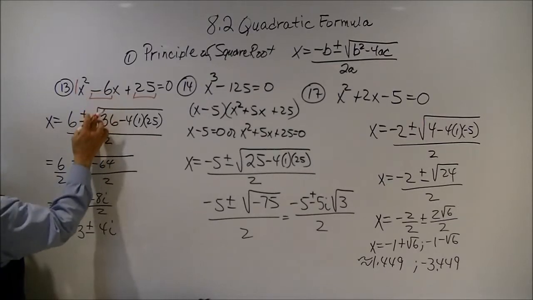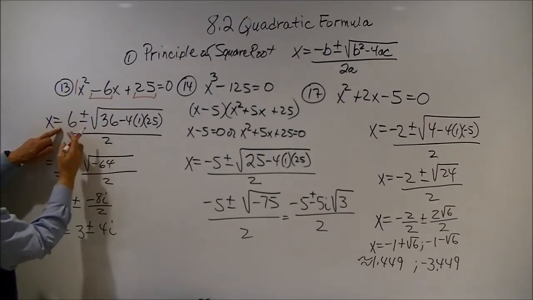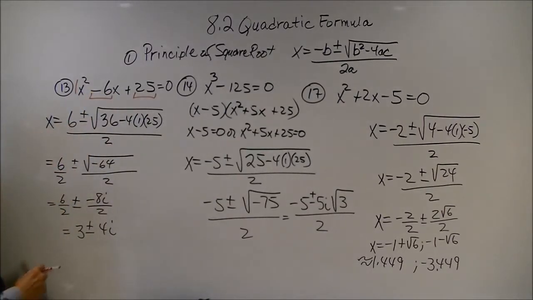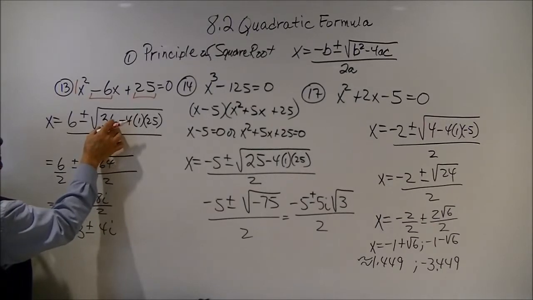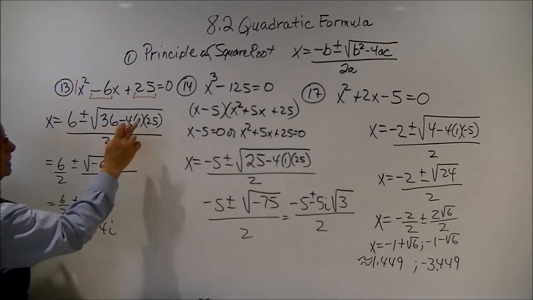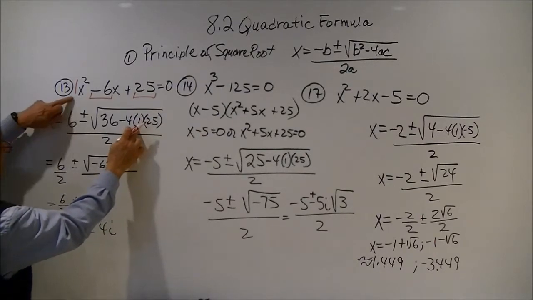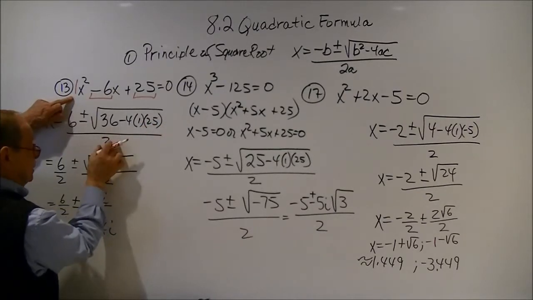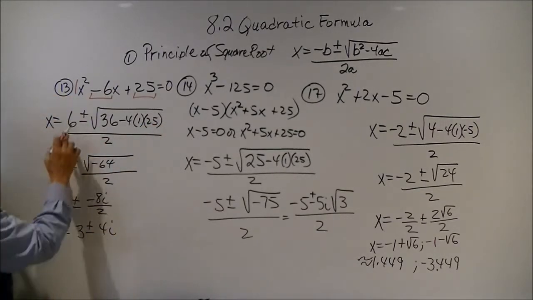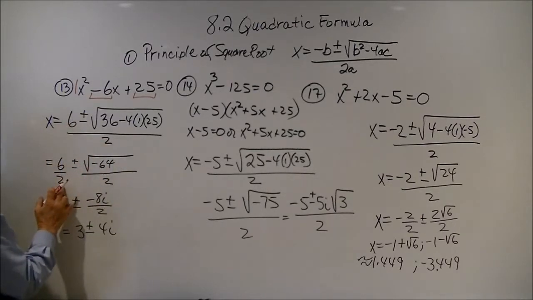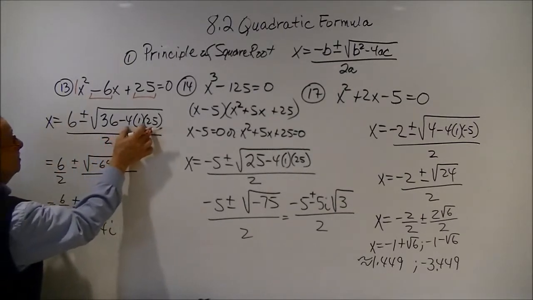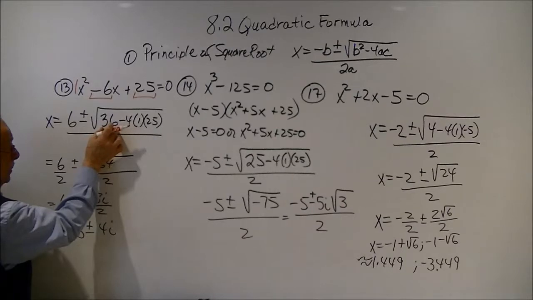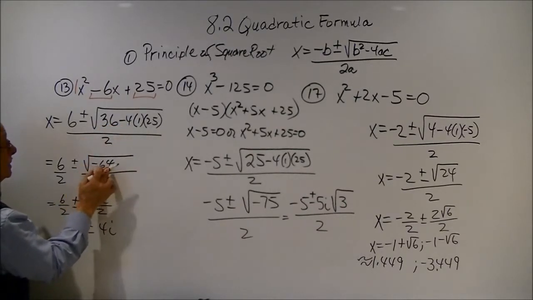B is a negative 6, so we're looking for a negative b, so it's the opposite sign of a negative 6, a positive 6. Then we squared a negative 6 and got 36, minus 4 times a, which is 1, times 25, which is c, all over 2a, which is 2. So this part stayed the same, and I put it over 2. And then this became a negative 100, and I added 36 to it. I ended up with a negative 64.